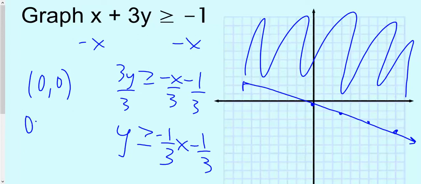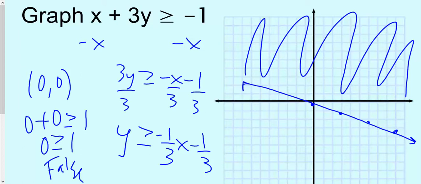So 0, we'll plug into the original equation. 0 plus 0 is greater than or equal to 1. That is 0 is greater than or equal to 1. That is false. And you'll notice here, what did I do wrong? Oh, it's negative 1. Okay, I thought for a second there, because the 0, 0 is my test point, that's right there, and I was like, something seems wrong. That is true. And I shaded into that region there, so I did it correct. Got scared there for a second.